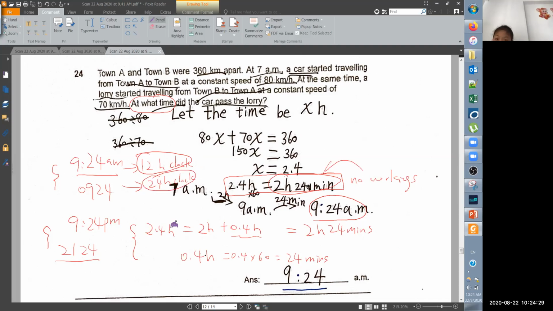I prefer a 24-hour clock, so I don't have to write anything. By the way, if you have 12 a.m., it's 0000. If you have 12 p.m., it should be just 1200. This is in 12-hour clock. This is 24-hour clock.